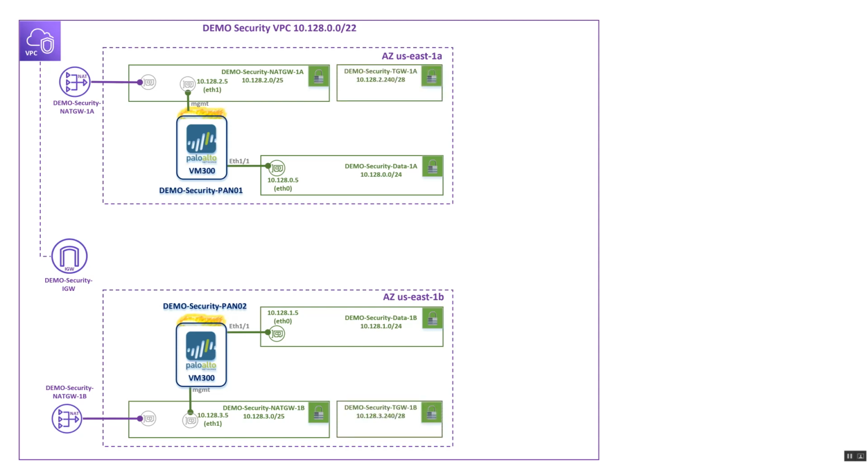Now, because we're doing the transit gateway, I'm going to need to have transit gateway attachment subnets, right?